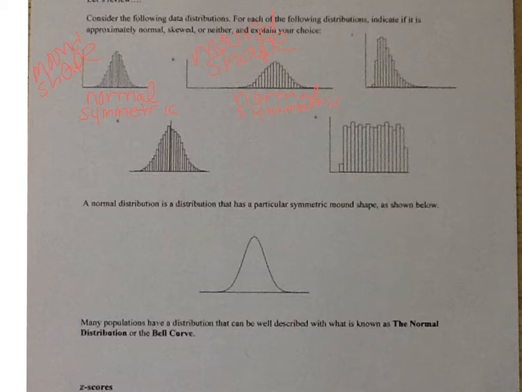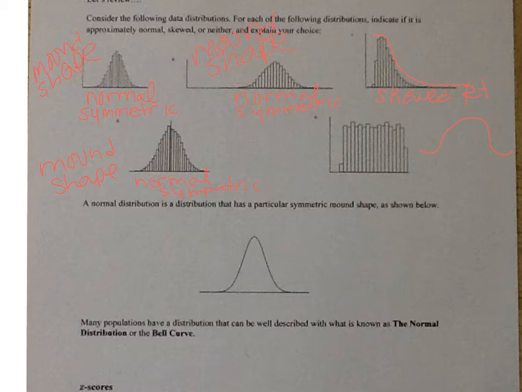Okay, notice that C goes like this. It looks like it has a tail, so that's skewed to the right. D would be normal, symmetric. It's a mound shape. Okay, so now take a look at E. E is symmetric, but it doesn't have that mound shape, doesn't look like this.